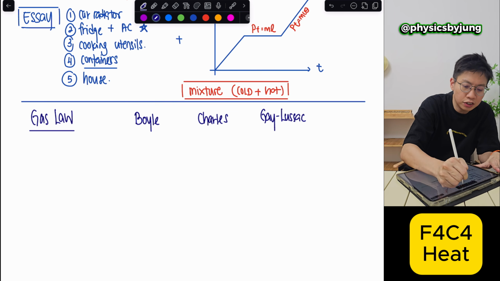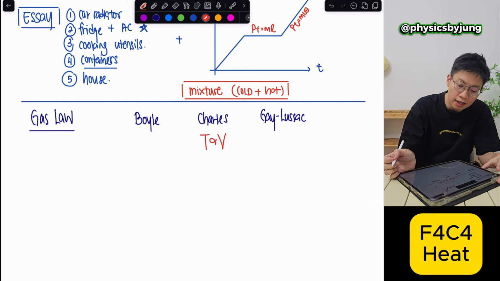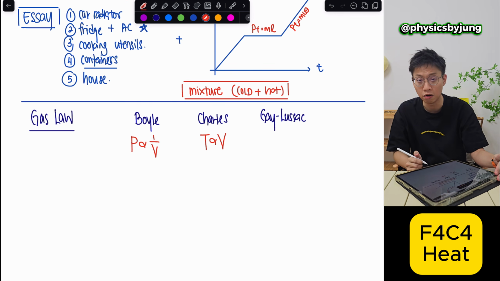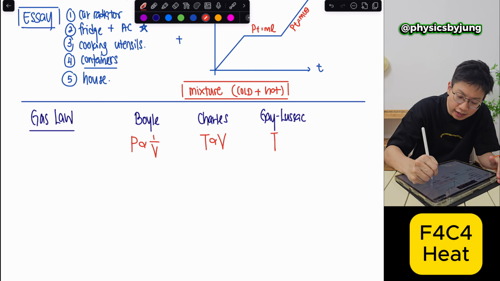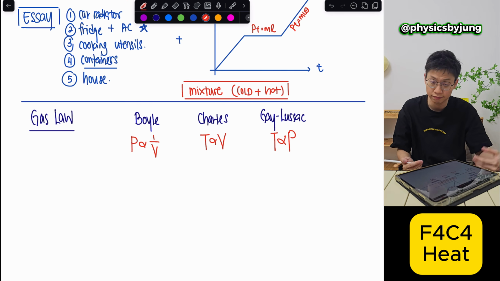I use this strategy whereby Charles likes to watch TV, TV is like normal TV. Then after that, Boyle likes to watch porn video. And then Gay-Lussac, gay likes to watch 3P, you know.